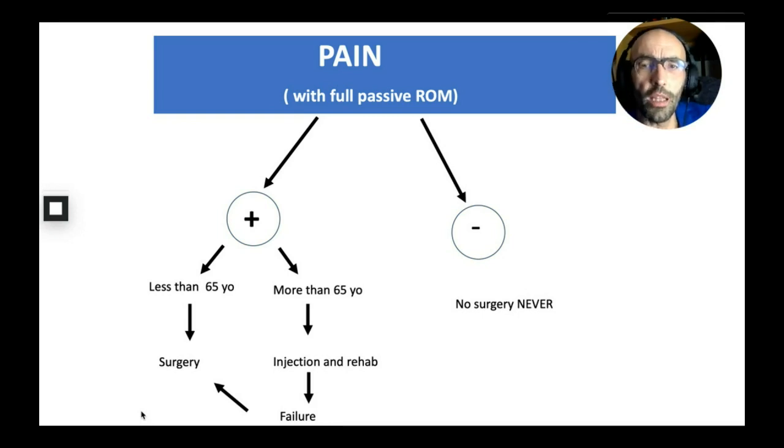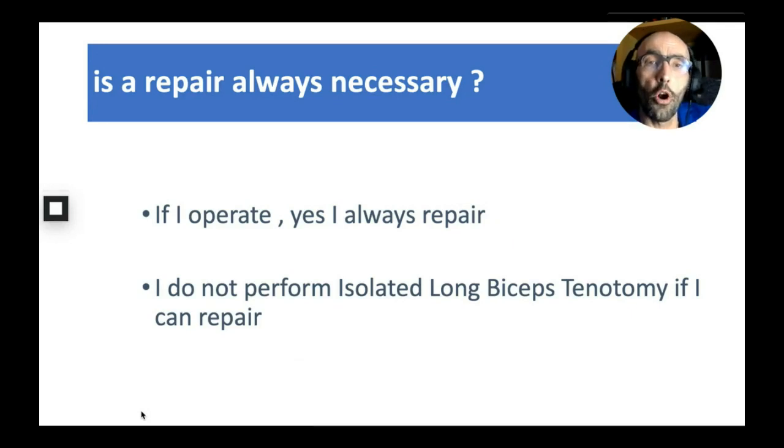So if there is no pain, I never operate. If there is pain and the patient is less than 25 years old, I always operate. If there is pain and the patient is more than 65 years old, then I try injection and rehabilitation. And if it's a failure, I operate. So is a repair always necessary? Of course, after this decision tree, if I've decided to operate, then I will repair the tendon. I do not perform isolated long biceps tenotomy if I can repair.